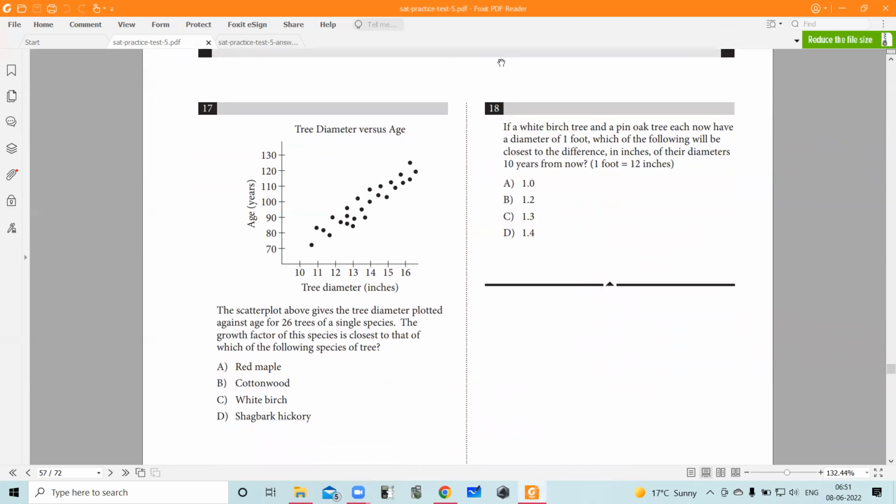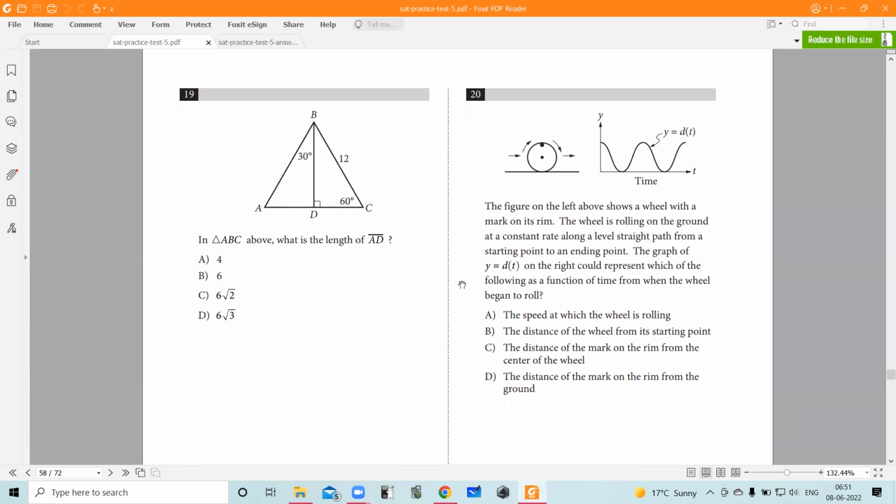The next one was number 20, which I didn't mark as confusing, but I got it wrong. So 20, there's a figure on the left, and it shows a wheel with a mark on its rim. This mark is on the top. The wheel is rolling on the ground at a constant rate along a straight level path from a starting point to an ending point. The graph of y equals d of t.